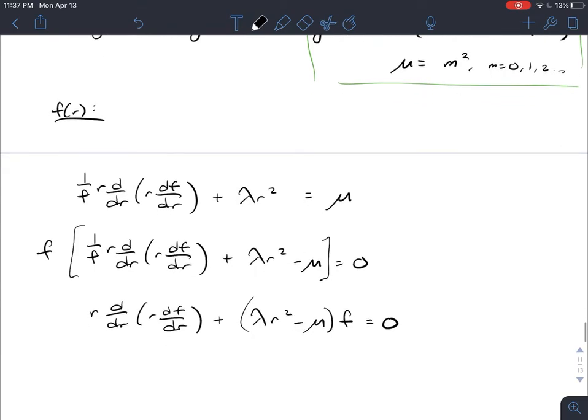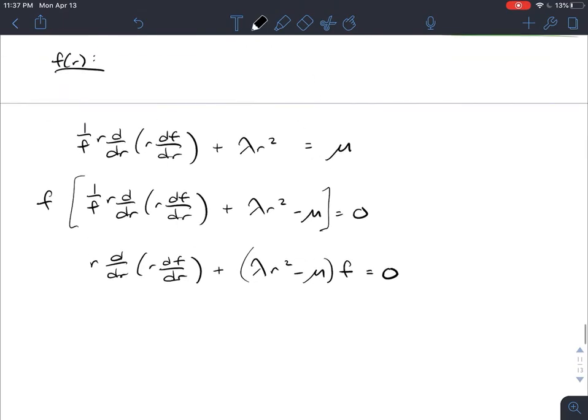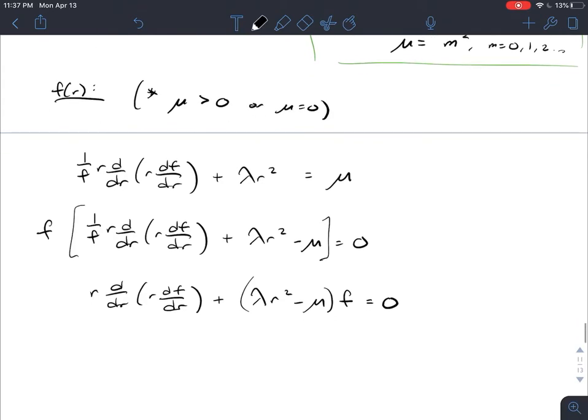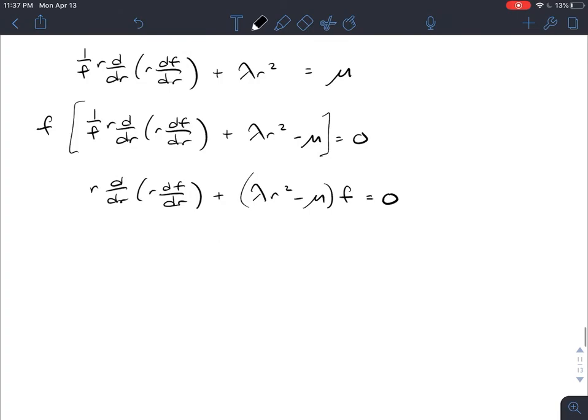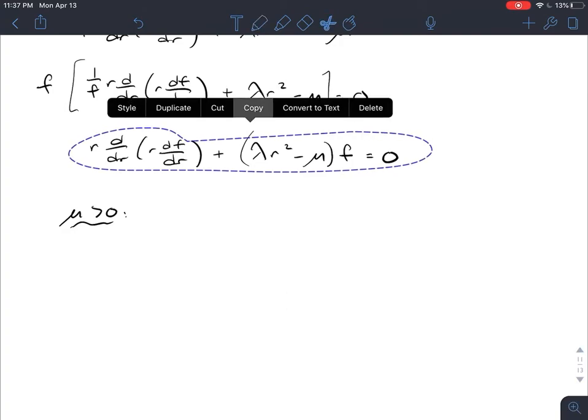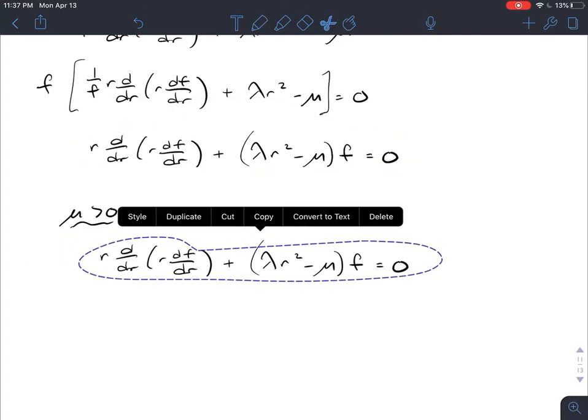Great. So now let's be very careful and cautious and take a look at the two cases of this equation. So let's first take a look at the case where mu is greater than 0, because we know that mu can take two different values, right? So let's leave ourselves a note. Mu is either greater than 0 or mu equals 0. So these are the two cases that we essentially have to check. So for the case where mu is greater than 0, we're left with the differential equation that I literally just wrote up here, so we're just going to copy it down here.